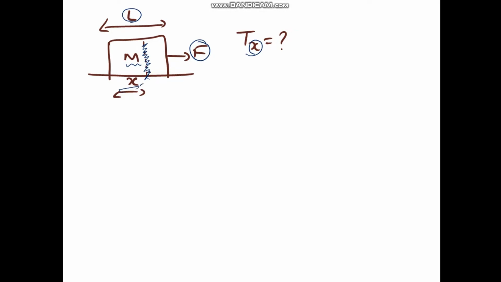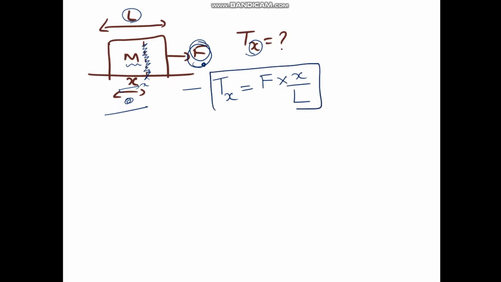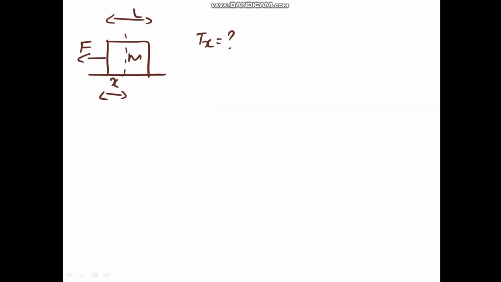This is the distance x. There is an easy method. Just follow this trick. Tension at x is equal to force into this distance, force into x divided by whole length. Simple method. Tension at x is equal to force into the other side distance, that is x divided by whole length L. Okay, now let us see the second case.